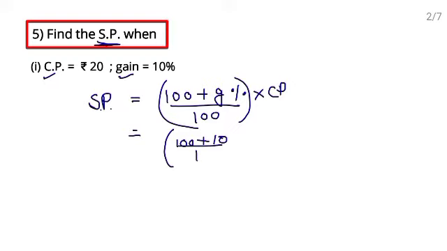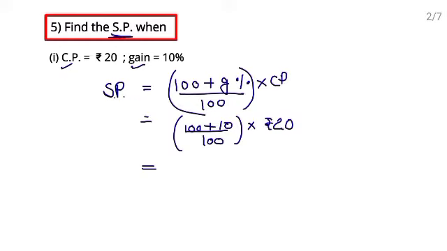Put the values. 100 plus gain percent, which is 10, upon 100, multiplied by CP, which is rupees 20. Simply add the numerators, 100 plus 10, 110 upon 100 multiplied by rupees 20. 0 and 0 cancel out, 0 and 0 cancel out. What do you have now? 11 multiplied by 2, it means 22. So this is the selling price.